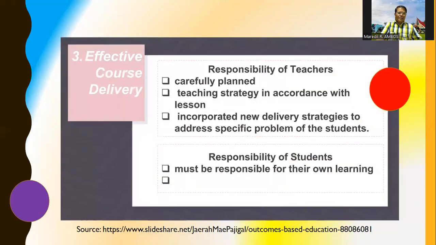The third one is effective course delivery. Here is the responsibility of the teachers and the students. The first is the responsibility of teachers. The teacher should carefully plan how to deliver the course. The second is teaching strategy in accordance with the lesson. And the last is to incorporate new delivery strategies to address specific problems of the students. And for the responsibility of the students, they must be responsible for their own learning.